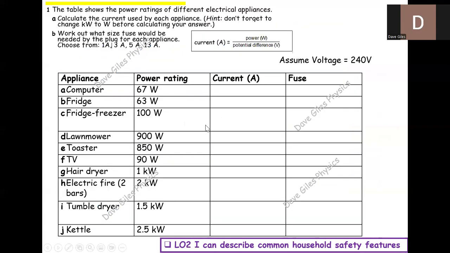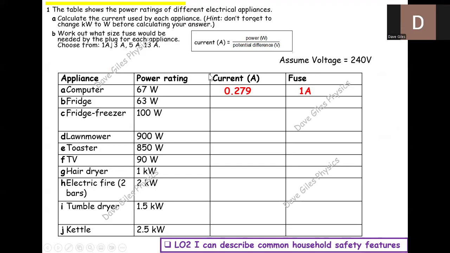So what I've got here is a list of devices with some power ratings. I want you to work out the current and decide which size fuse you're going to use. So the voltage is 240, and the fuses we've got are 1 amp, 3 amp, 5 amp, and 13 amp. So I'll do the first one for you.